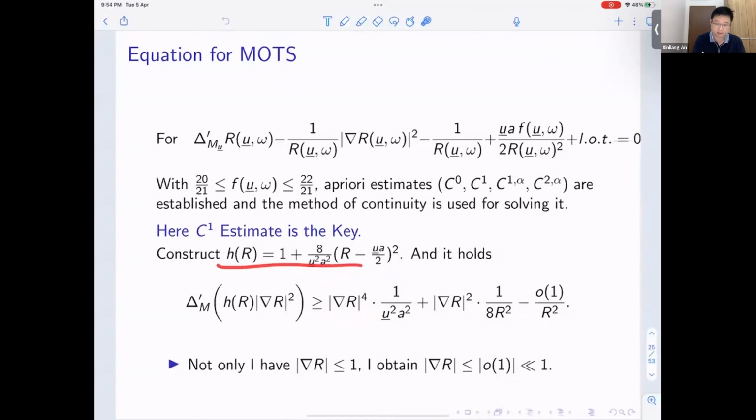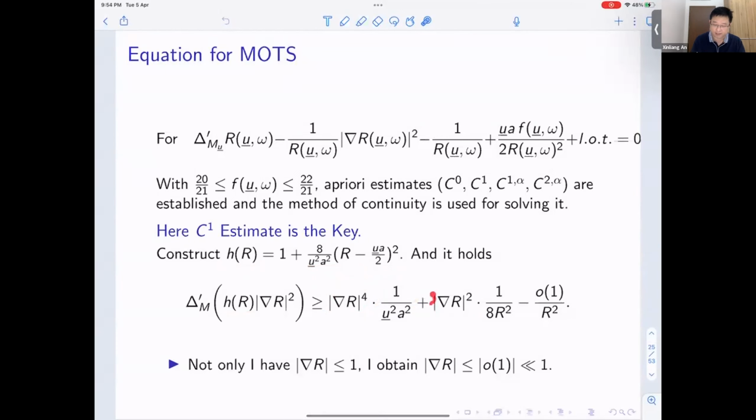H of R, where R is an unknown function here. If I put H of R here, not only can I make sure that the sign in front of gradient R to the power 4 is positive, I also can make sure that the sign in front of gradient R squared is also positive.